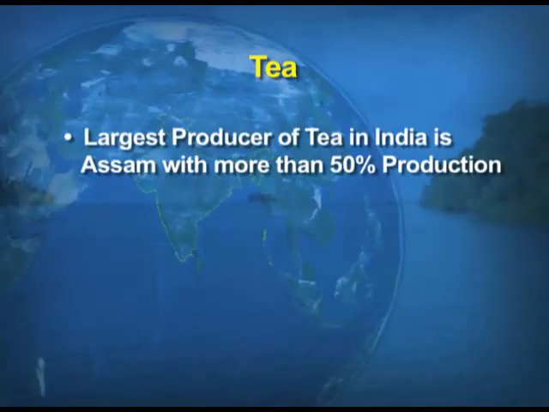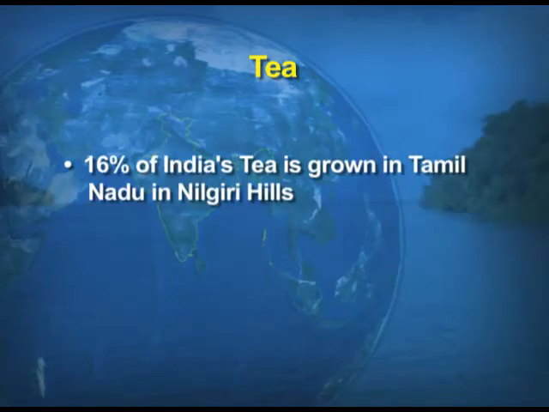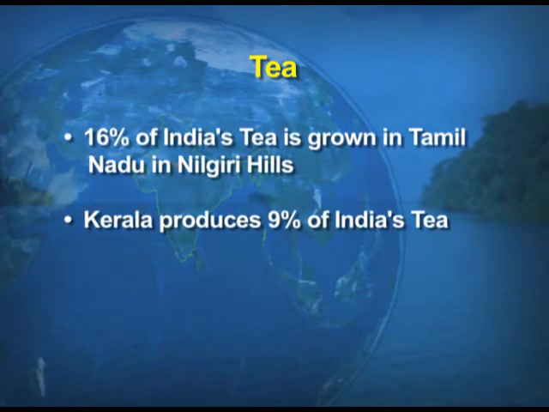India is the world's largest producer of tea, contributing about 28% of the total tea production in the world. There has been more than a threefold increase in the production from 1950 till 2000. The largest producer of tea in India is Assam, with more than 50% production. And the reason is quite clear. As we have just discussed, the plantation of tea started from Assam itself. The next largest producer is West Bengal, which accounts for 22% of the tea production, followed by the Nilgiri Hills of Tamil Nadu with 16% of the production. And Kerala also produces 9% of India's total tea production.